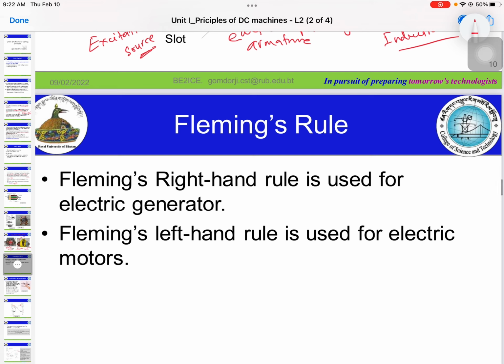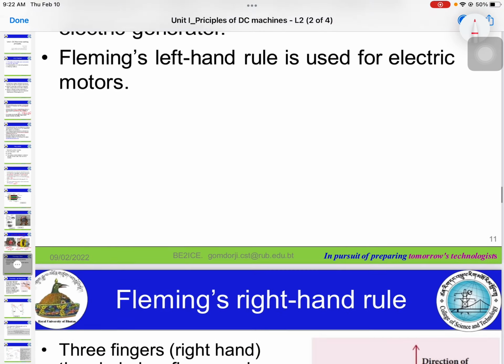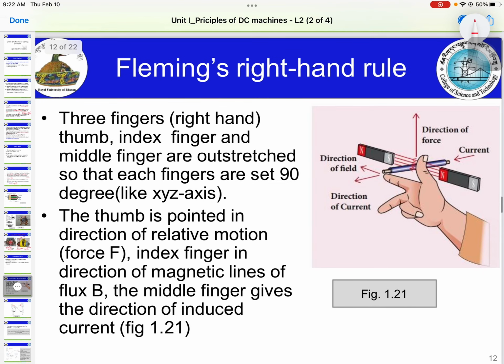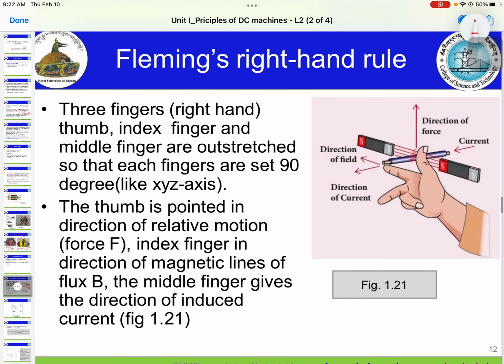Now we are using Fleming's rule to give the direction of the generated EMF. Fleming's right hand rule is used for the electric generator, and Fleming's left hand rule is used for the electric motors. Now Fleming's right hand rule: place your thumb, middle finger and index finger perpendicular to each other, separated by 90 degrees, like the x, y, z plane.